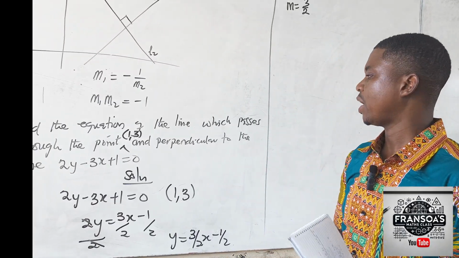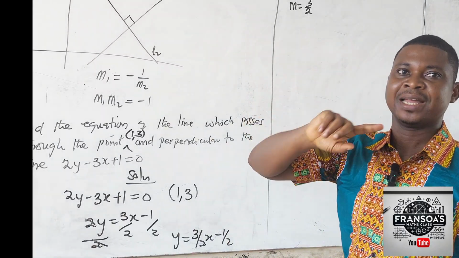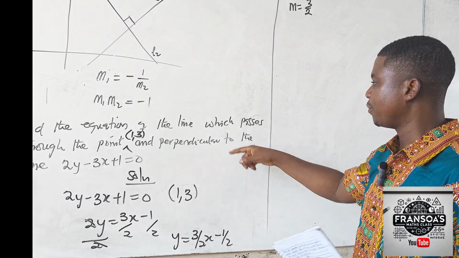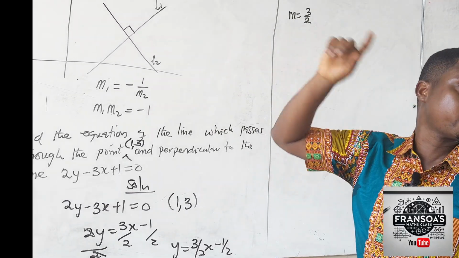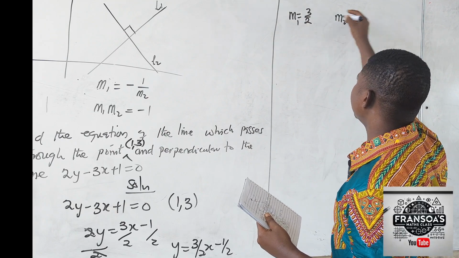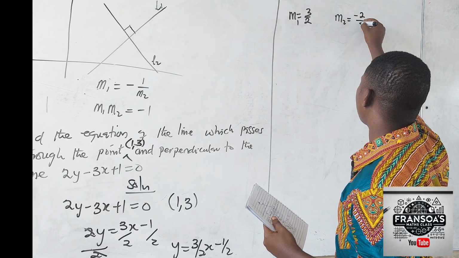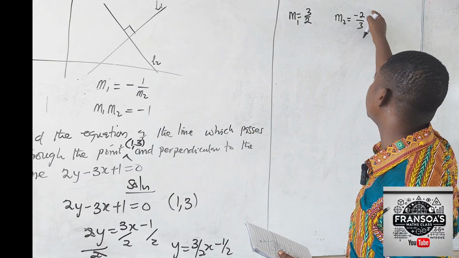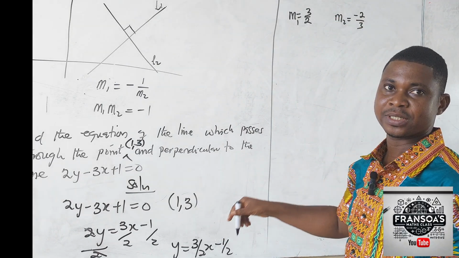But from the question, it says it is perpendicular. And as we said, perpendicular means that if we have the other gradient, it should be the negative reciprocal. So if this is our m1, our m2 should be negative 2 on 3. So it means the new equation that we are going to form, we are going to use negative 2 on 3 and this point.